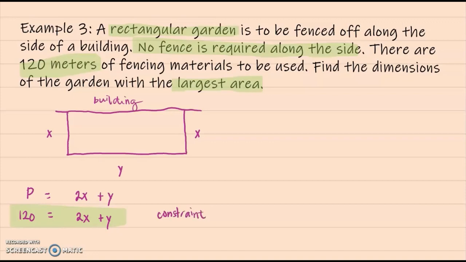Now let's write our optimization equation. We have to find the dimensions of the garden with the largest area, so our optimization equation will be the equation for the area, and that is A equals x times y. Let's highlight. That is our optimization equation.